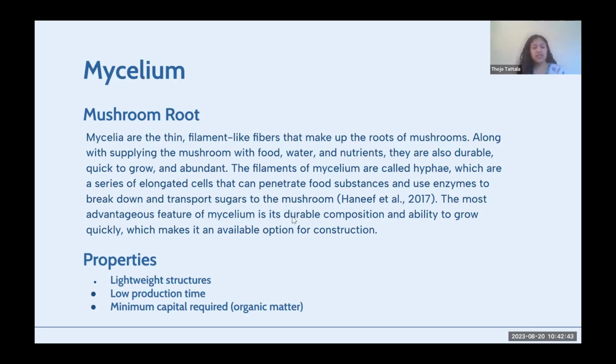The properties of mycelium include its lightweight nature, so it doesn't weigh as much. It doesn't cause structures to break because of heavy loads like concrete does. It has a very low production time. All you have to do is put organic matter in some mycelium and grow it. Takes a few days to a few weeks. And it also requires minimum capital.